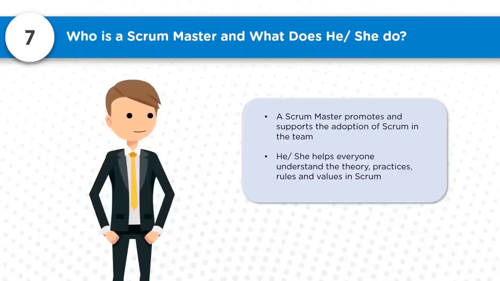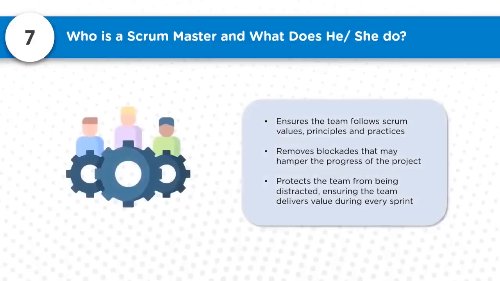A Scrum Master promotes and supports the adoption of Scrum in the team. The Scrum Master helps everyone to understand the theory, practices, rules and values in Scrum. So the Scrum Master is playing the role of facilitation and enablement, right? The Scrum Master ensures the team follows Scrum values, principles and practices, removes blockages that may hamper the progress of the project, and protects the team from being distracted, ensuring the team delivers value during every sprint.